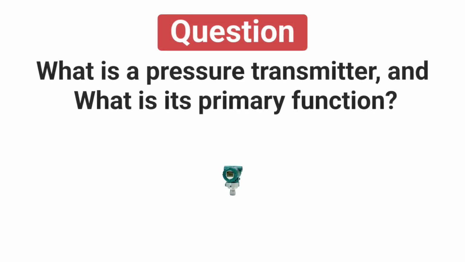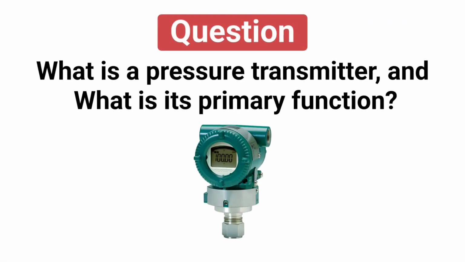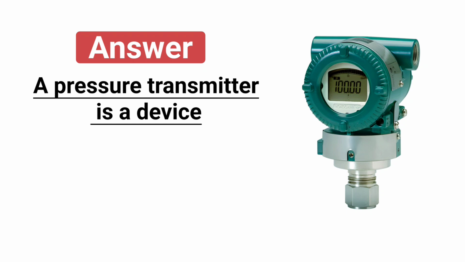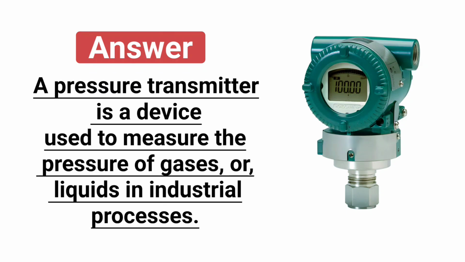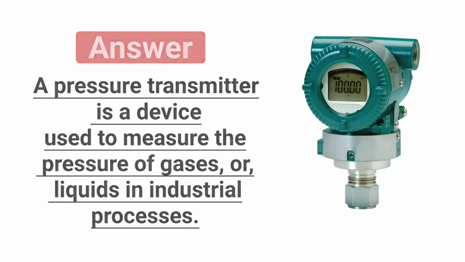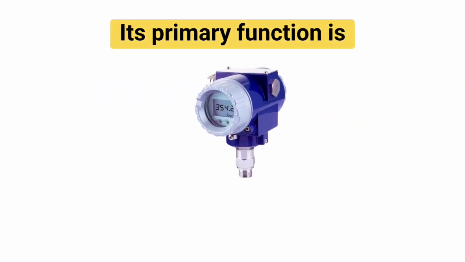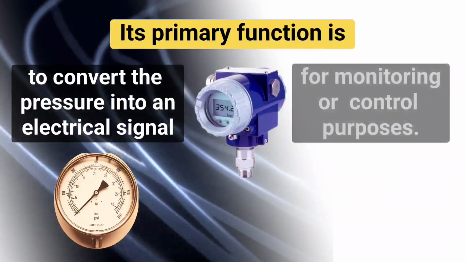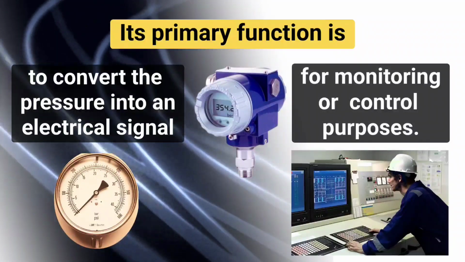Question 1 is, what is a pressure transmitter, and what is its primary function? Answer is, a pressure transmitter is a device used to measure the pressure of gases or liquids in industrial processes. Its primary function is to convert the pressure into an electrical signal for monitoring or control purposes.